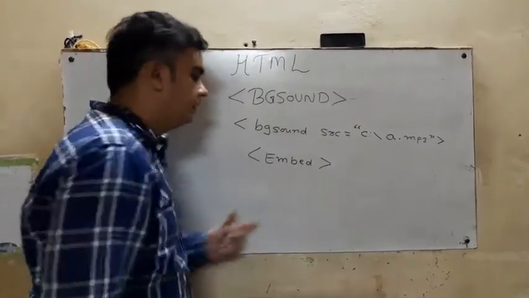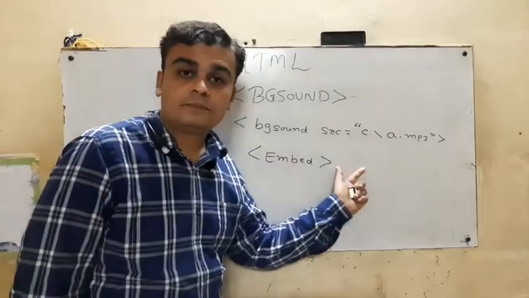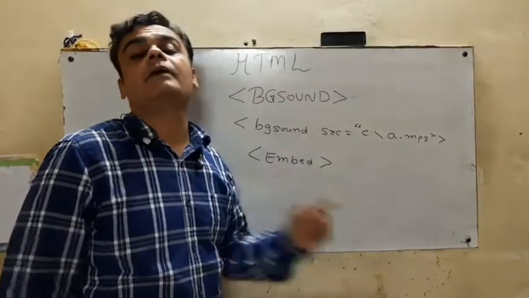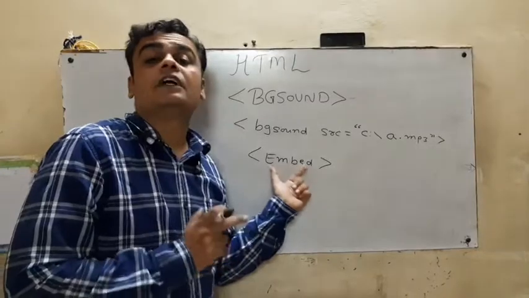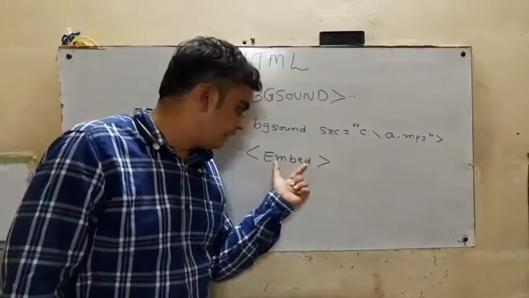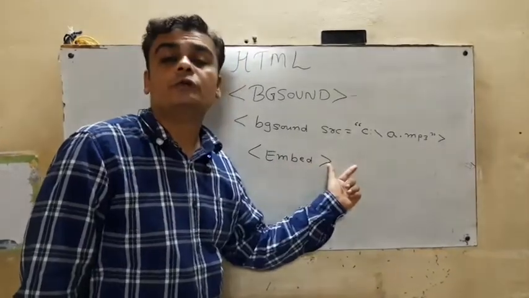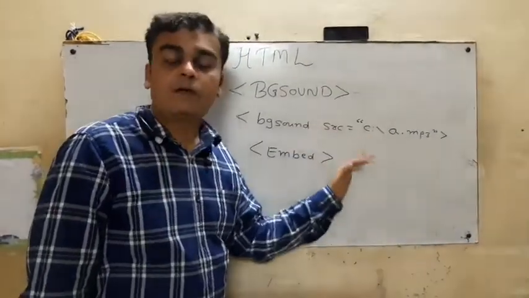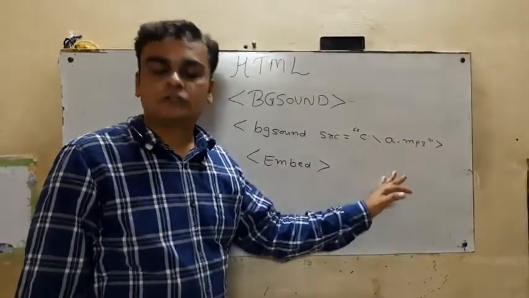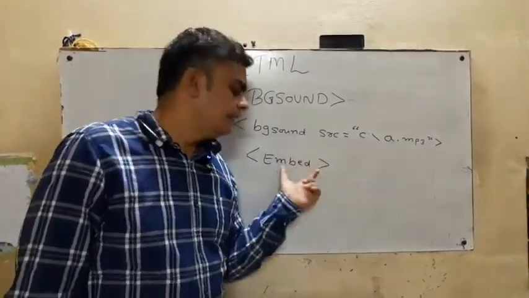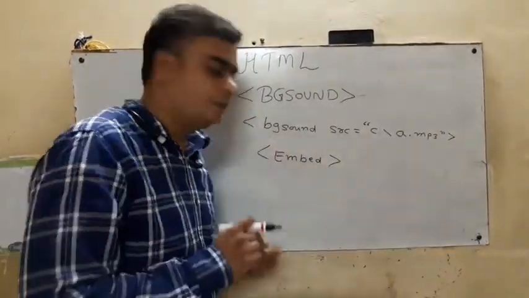The embed tag is generally used to insert an audio file as well as a video file in my web page. It is also known as a with control tag. Why? Because whenever I insert any media file using the embed tag, it will show one media player on my screen, and we can play, pause, stop, forward, rewind. These kinds of facilities it will provide us. So let me see how we can use this.